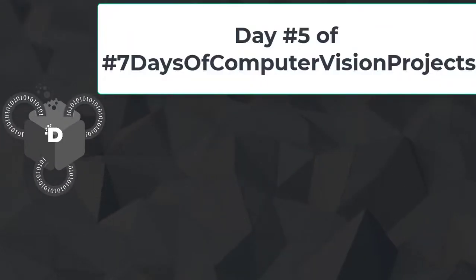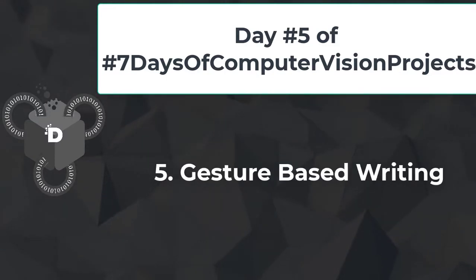Hello and what's up everyone, welcome to the fifth video in our 7 days of computer vision project series where we will be covering simple computer vision projects using image processing and some open source tools. I am Baipa from DataQuell and today we are going to write a code which will allow us to write something on canvas by moving fingers in front of the camera.